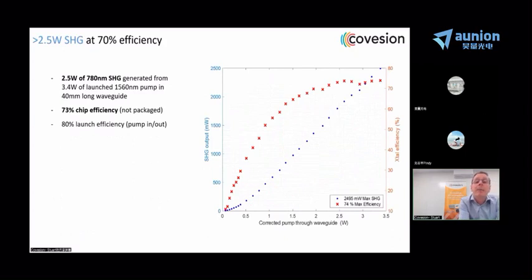Going to higher pump powers, we can achieve up to 2.5 watts of output for about 3.4 watts of pump power. Again, this is not a packaged device, so we're looking at free space performance in this case. Key thing here is that we've demonstrated that we have a waveguide design and structure that is robust and can deliver the high output powers needed for rubidium optical trapping.